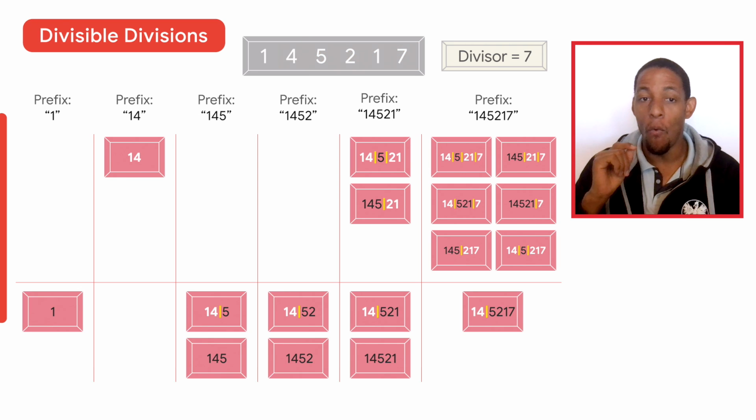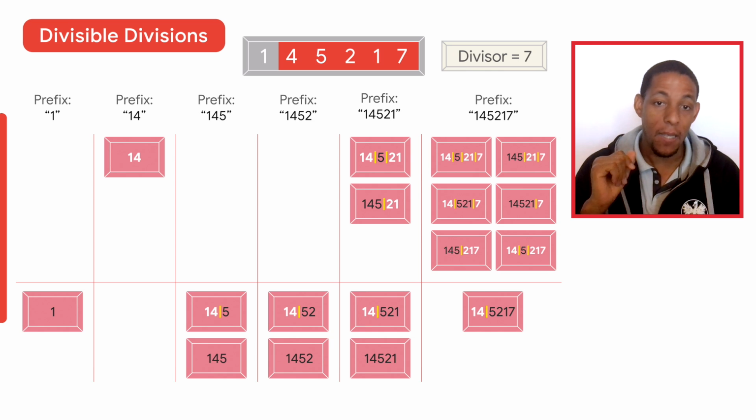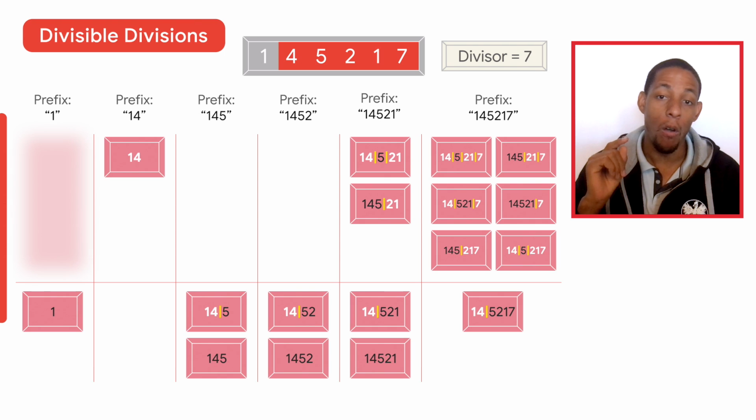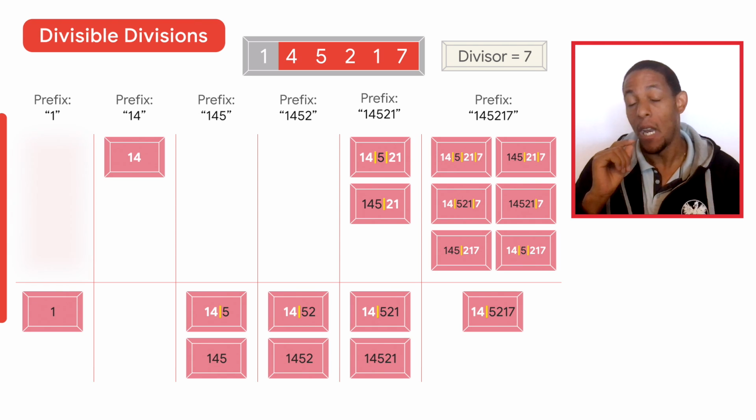Next, we have 45217, which is not a multiple of 7, so we have to append it to something from the top row of our DP, which there are none of again.